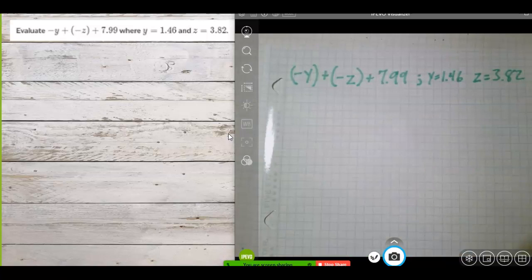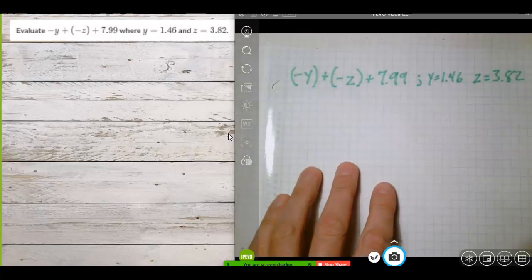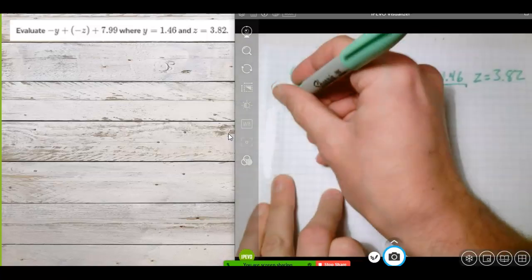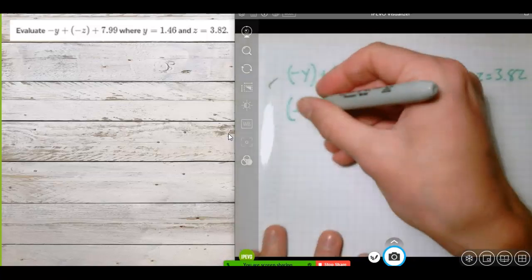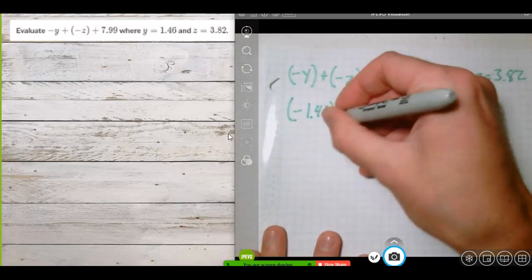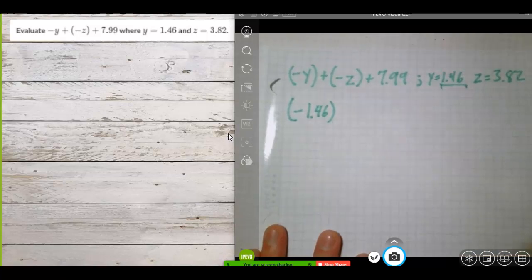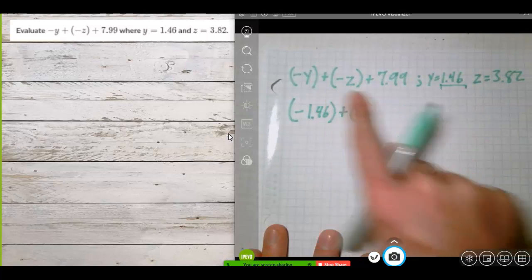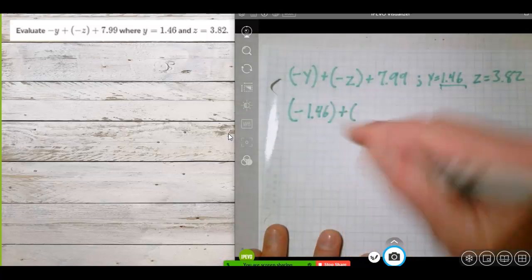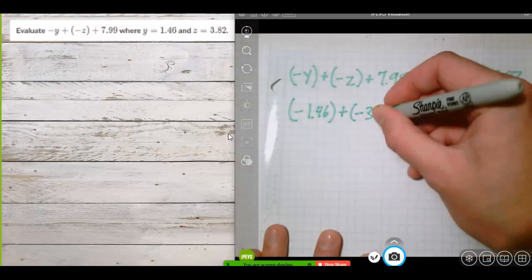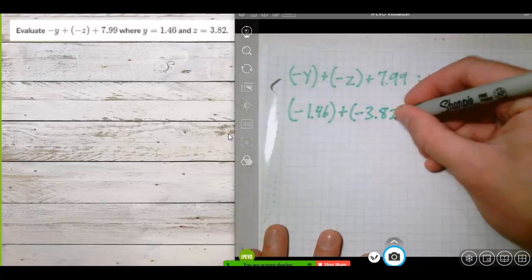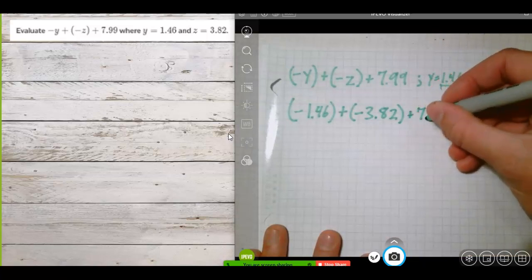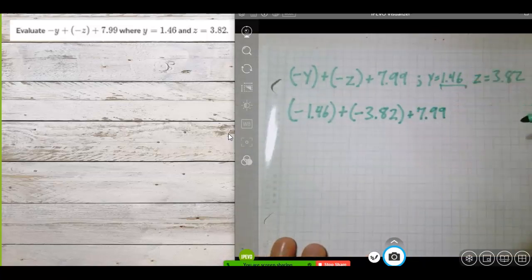So now that we've done a few of these problems this morning, I'm not going to change colors a bunch of times. 1.46 goes in for y, but the negative in front of it stays there. So it becomes negative 1.46. Then we had plus negative z, so my 3.82 is going to come in for the z, but it's going to become negative because of the negative that was already there. Then plus 7.99 was always there.